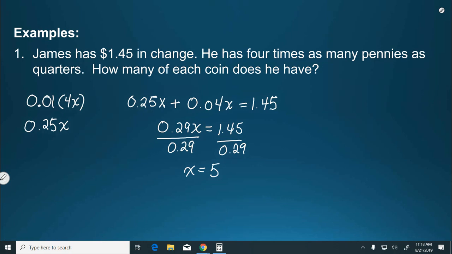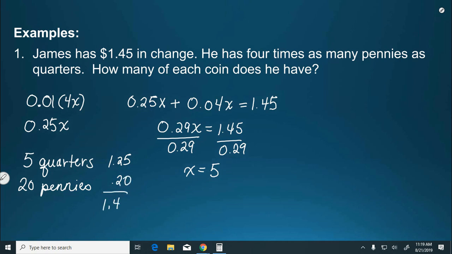That means that I have 5 quarters. And remember, we had 4 times the amount of quarters in pennies. So 5 times 4 is 20 pennies. We don't apply the value in this case. We just wanted the number of coins. If we applied the value, then our total value would just be that $1.45. 5 quarters is $1.25. 20 pennies is 20 cents. Add that together. We get the 145 we were looking for. Okay, but this is the answer, the 5 and the 20, the number of each coin. All right, so there's one example.